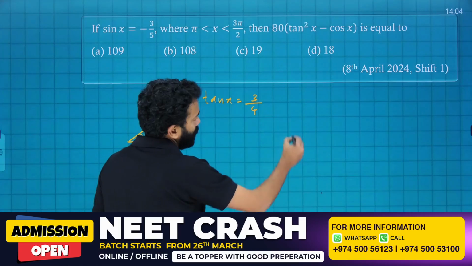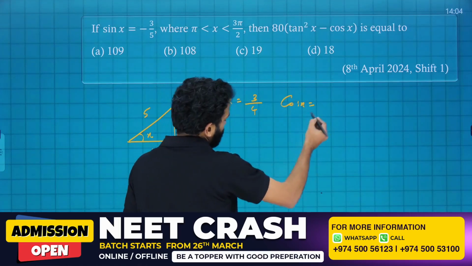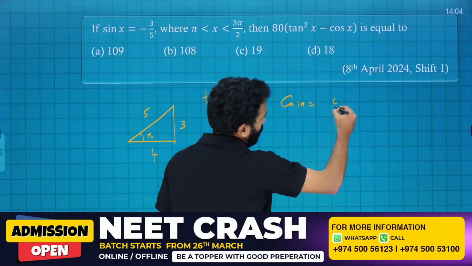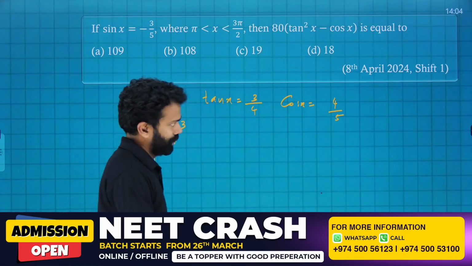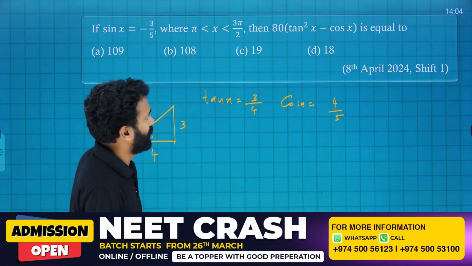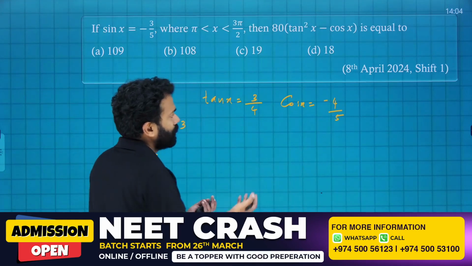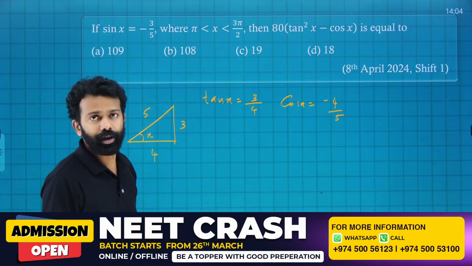And what about cos x? For cos x, the value is 4 by 5. And what is the corresponding sign of cos x? It will be negative because x lies in the third quadrant. So we got the values, just substitute them here, you will get the answer, that's all.